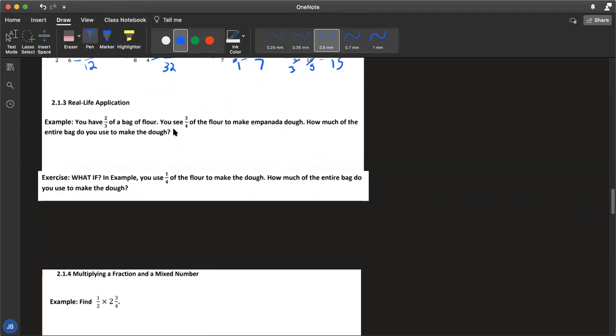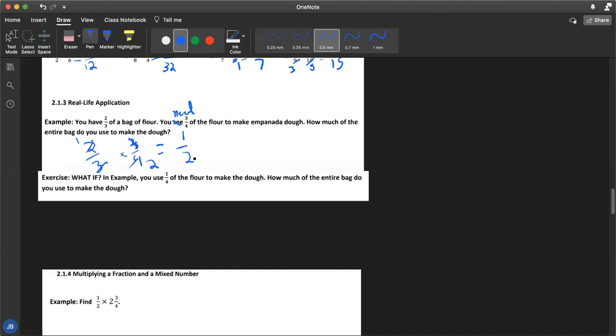So I think this is supposed to say you need 3/4 of the flour. So if we have 2/3 and we need 3/4 of the 2/3, how much are we going to use? Right? We can easily do this. So I got 1/2 of the whole entire bag, because we just multiply it. Does that make sense? Does everyone see how I got that?